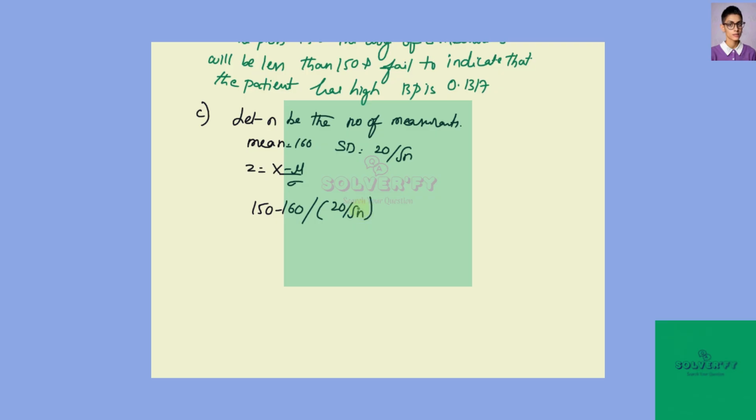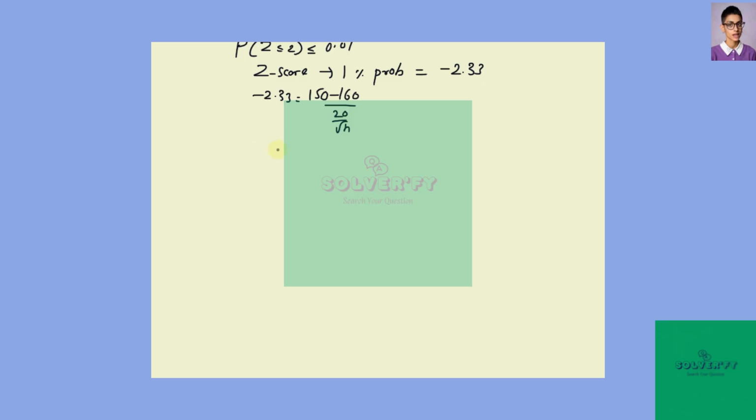So we want to find the smallest n such that probability of z less than or equal to this value is at most 0.01. Using the standard normal distribution table, we find that the Z-score corresponding to 1% probability is equal to minus 2.33. So minus 2.33 equal to 150 minus 160 divided by 20 by root n. So now we can solve for n. So n equal to 20 by minus 2.33, whole square, it is equal to 73.6. Since we need a whole number of measurements, we round up to 74.